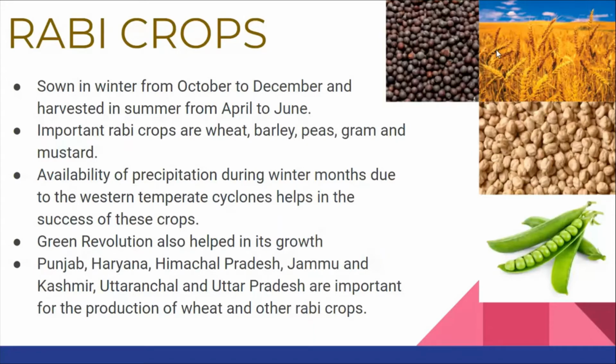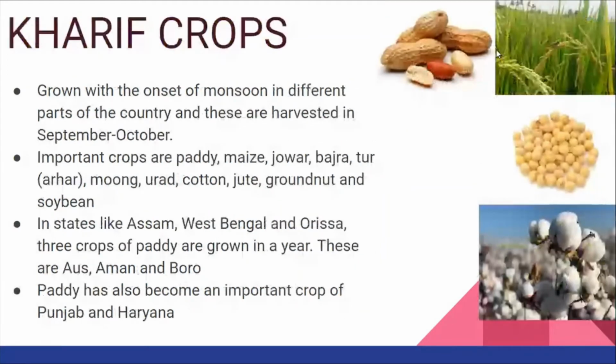After the arrival of the green revolution, HYV seeds, fertilizers, and insecticides were introduced and it helped in the growth of rabi crops. Punjab, Haryana, Himachal Pradesh, Jammu and Kashmir, Uttaranchal, Uttar Pradesh are important for the production of wheat and other rabi crops. Now, kharif crops.